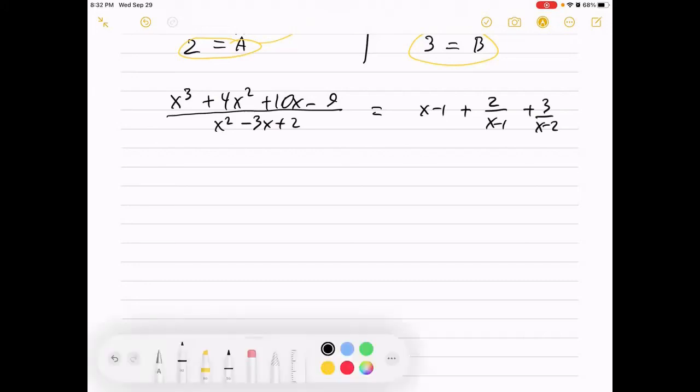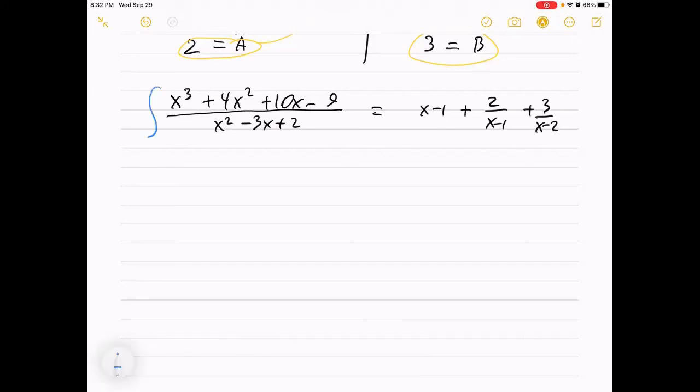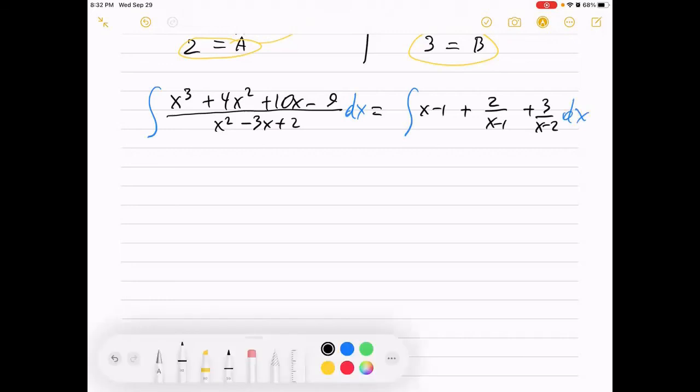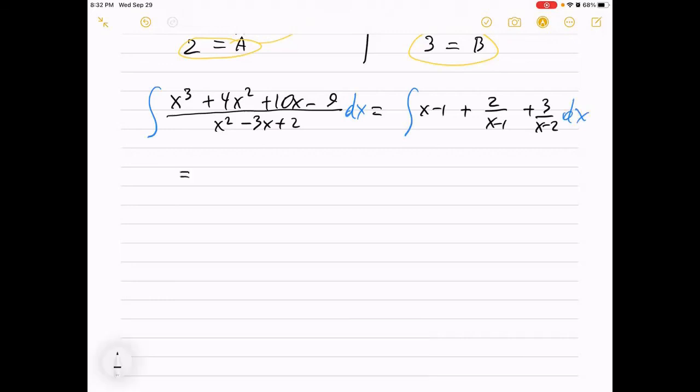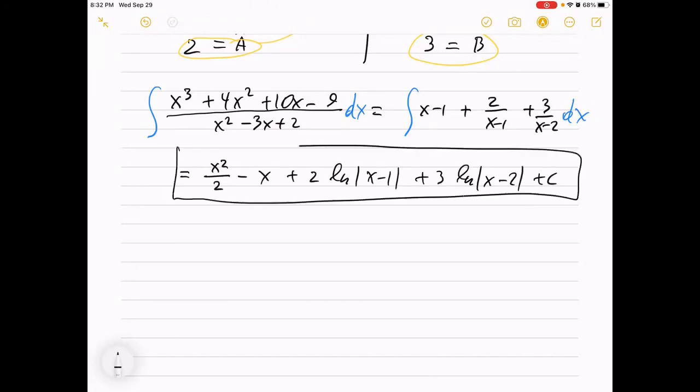Now we're going to integrate the left side. And the integral of the left side is going to be equal to the integral of the right side, and the integral of the right side is not too difficult to find. So we're going to get x squared over 2 minus x plus 2 natural log of x minus 1 plus 3 natural log of x minus 2 plus some constant. That is going to be our answer.